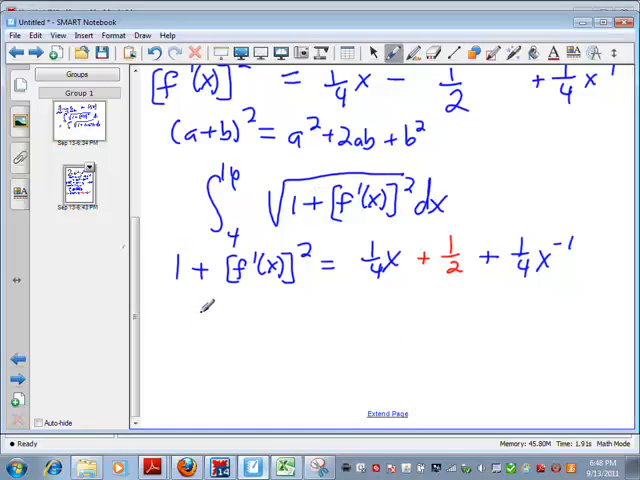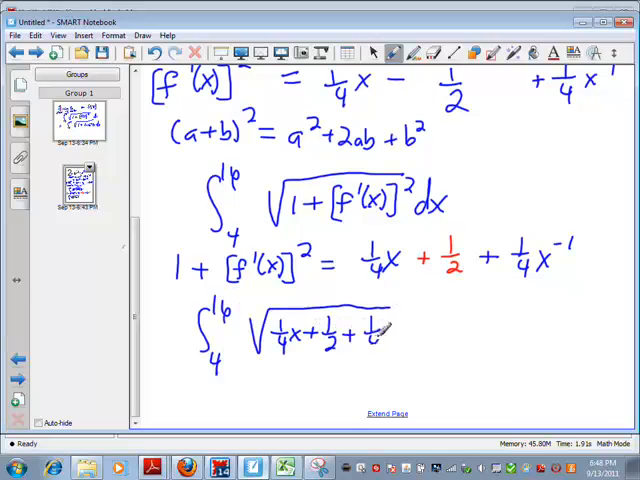And so literally, you can just leave it like this. The integral from 4 to 16 of the square root of 1/4 x plus 1/2 plus 1/4 x to the minus 1. So far I see 10 problems on the exam. Roughly 10 points each. Exactly 10 points each. So this gets you 10 points.